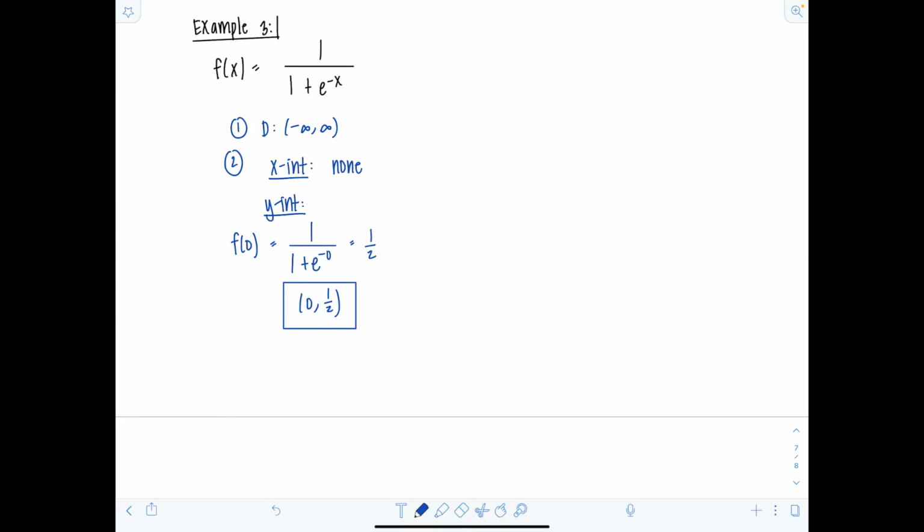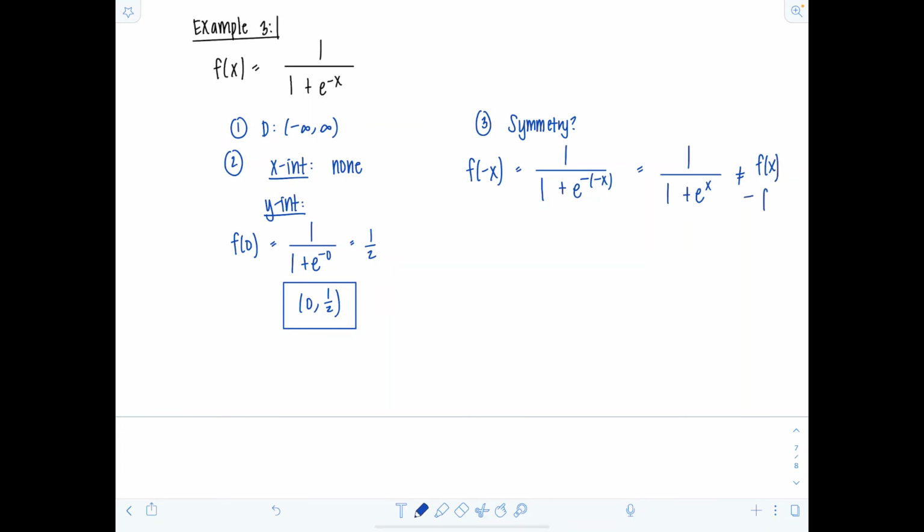All right, step 3, symmetry. Do we have any? So f of negative x is 1 over 1 plus e to the x. Well, this does not equal my original function, nor does it equal the opposite of the original. So that means it's not even, it's not odd, there's no symmetry. All right, it's worth checking, especially if your teacher gives you points for it.